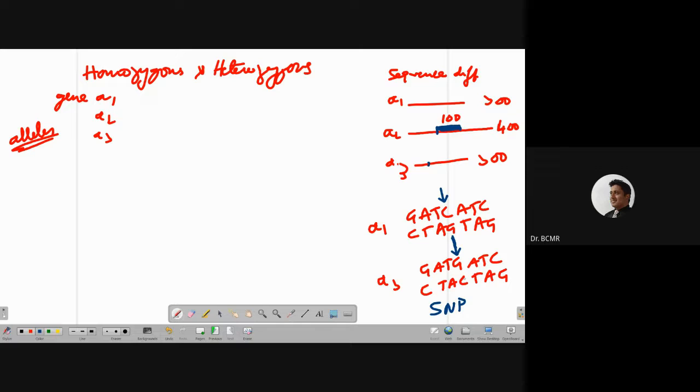Because when we study the next part, that is about vectors, we will be constructing some things. We'll be constructing genomic libraries, maybe, or some kind of selection and so on. For this, we should develop these interpretational skills.